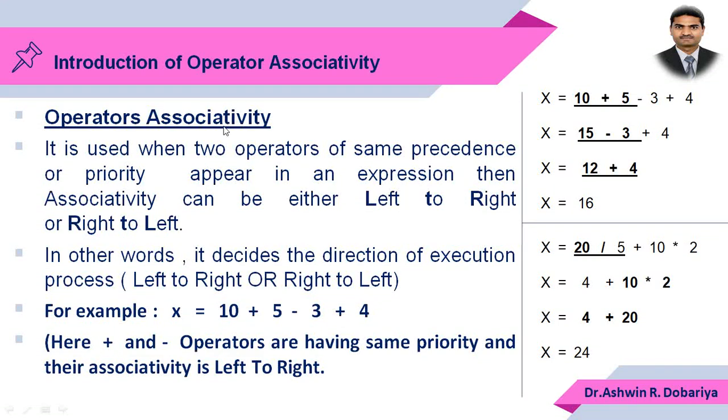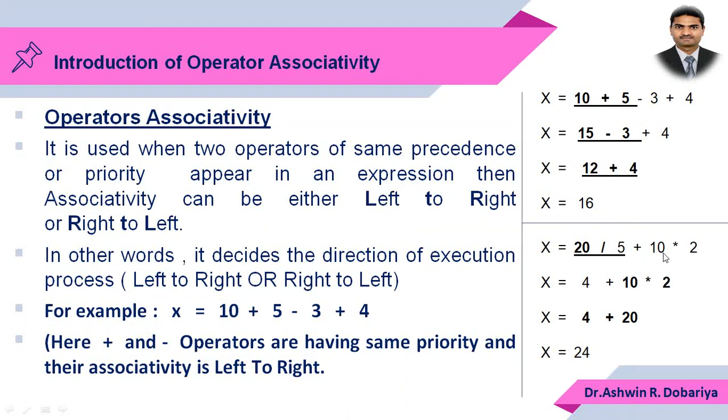So associativity comes into the picture when an expression contains operators of similar priority. When operators of the same priority are there, it checks the associativity, meaning the execution direction, from left to right or right to left. In other words, associativity decides the direction of the execution process. For example, the one we already discussed.